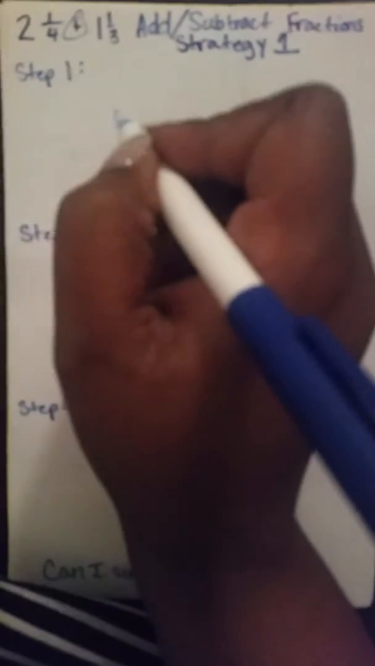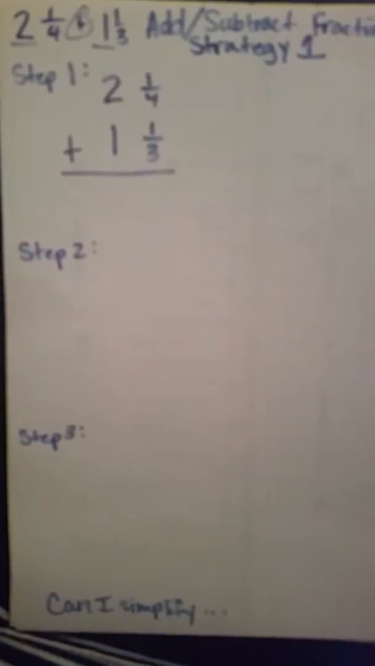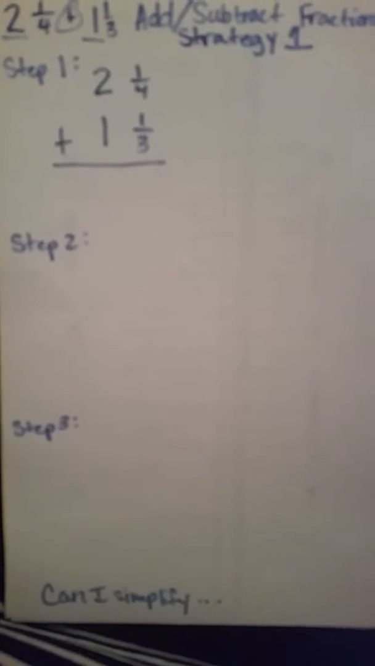The first step in Strategy 1 in adding and subtracting fractions is to simply add or subtract the whole numbers first. So let's get these lined up and let's get that done. Now, when we're using this strategy, or any other strategy where we're having to do a lot of changes or conversions, it is best to line them up vertically. And we can see that 2 plus 1 is going to be 3. Now, let's move on to step 2.